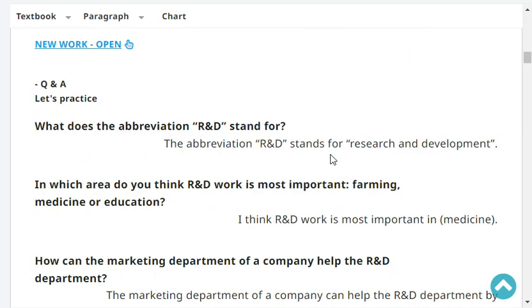What does the abbreviation R&D stand for? R&D stands for research and development. In which area do you think R&D work is most important? Farming, medicine, or education? I think R&D work is most important in medicine. Very good.